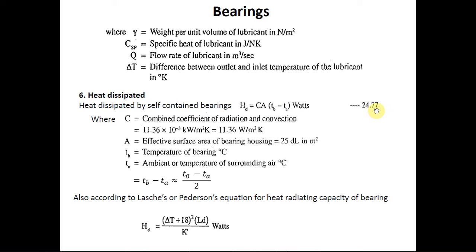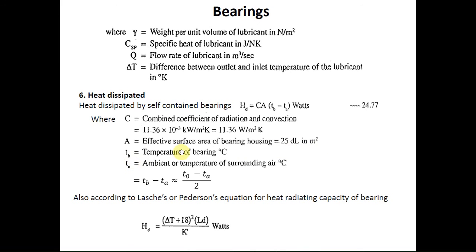For equation 24.77, you have to use the number from the data book. C is the combined coefficient of radiation and convection. This is usually taken as 11.36 into 10 to the power minus 3, or 11.36 W per meter square Kelvin. A is the effective surface area of the bearing housing. It is 25 DL in meter square.